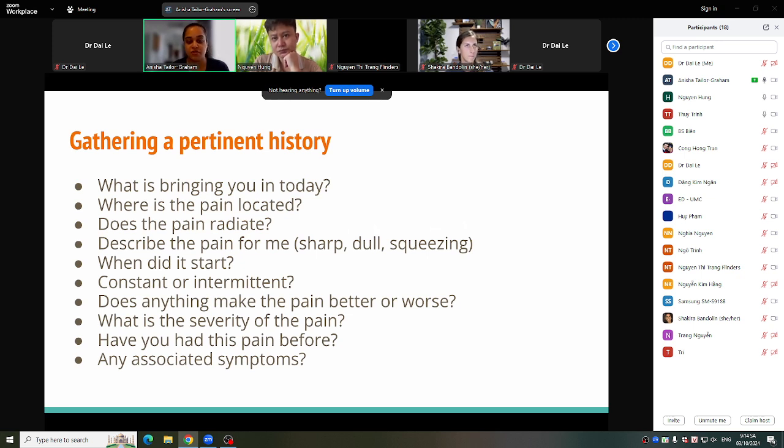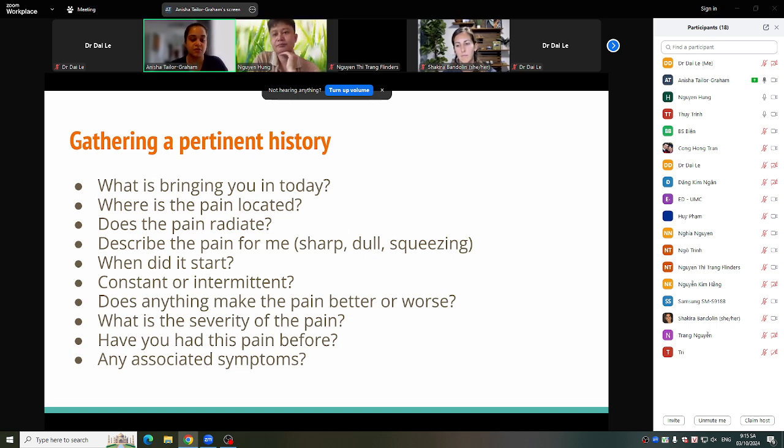When did the pain start? Does the pain come and go, or is it pretty constant since it started? Is there anything that they can do that makes the pain either better or worse? What's the severity of the pain that they're experiencing, and does it stay at that severity for as long as they've been experiencing it? Have they ever had similar pain like this before? And then any other associated symptoms that they might have with the pain.